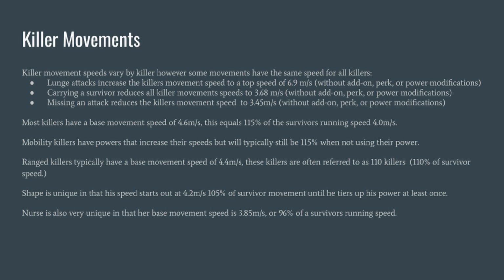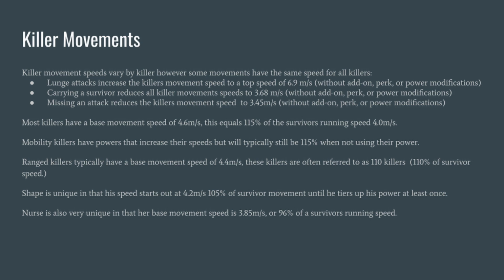Most killers have a base movement speed of 4.6 meters per second, which equates to about 115% of a survivor's movement speed, and that's without using their power. Some killers have a ranged power that will deal damage from maybe across the map or something similar. To counteract that, their base movement speed does get reduced to 4.4 meters per second. These killers are often referred to as 110 killers because their movement speed is about 110% of a survivor's speed.